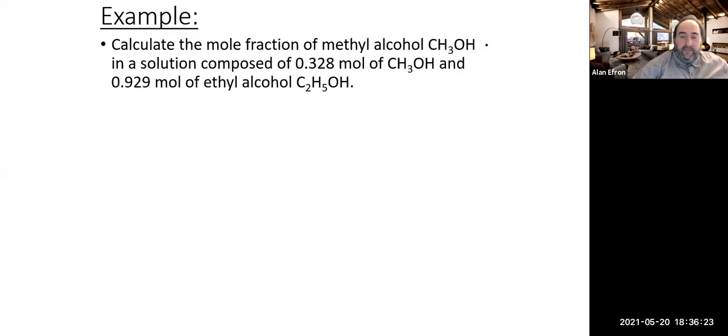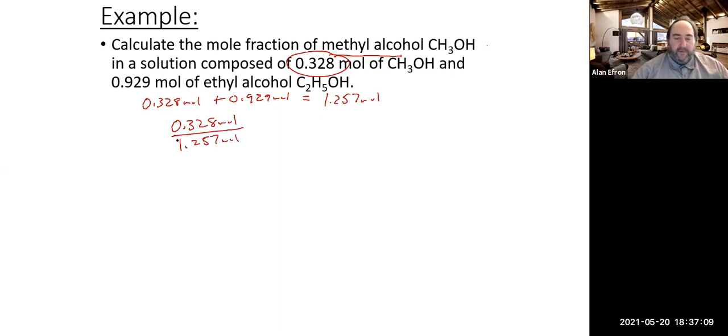So in this case, let's take a look at one just to remind us. We want to calculate the mole fraction of methyl alcohol in this mixture. Remember, the first thing you want to do is figure out the total moles you have. So we have methanol and ethanol. We would simply add those together to get our total moles, and in this particular case, I think it's 1.257. Since we're interested in the mole fraction of methyl alcohol, it is 0.328 moles divided by 1.257 moles. That gets us 0.261 as the mole fraction.